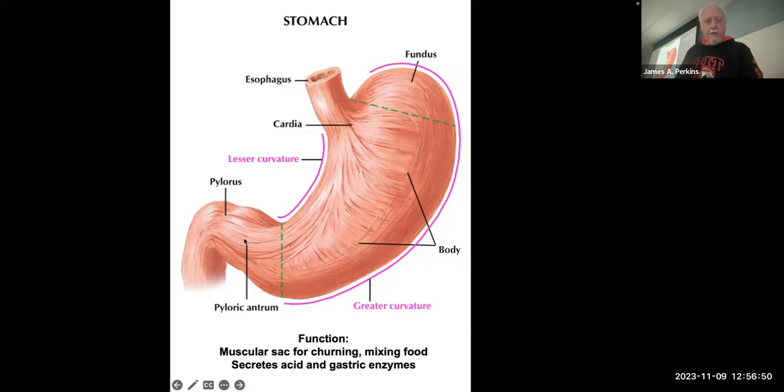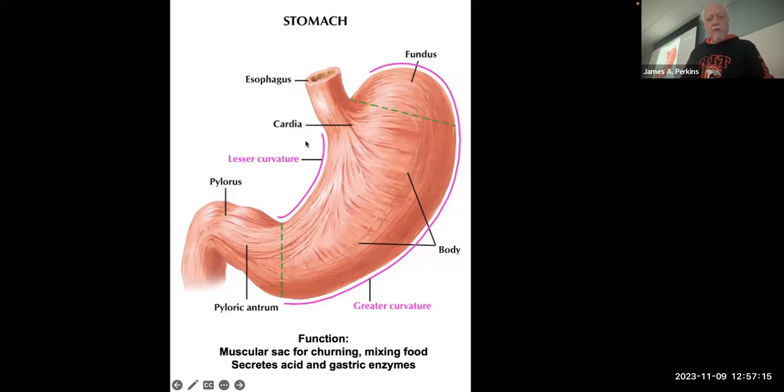The body then narrows into this funnel-shaped area known as the pylorus or the pyloric antrum. The pylorus itself is where you'd find the pyloric valve or pyloric sphincter. And we'll see on the next slide a cutaway view of this. So you see that there's a strong muscular sphincter down here that regulates the flow of food from the stomach into the first part of the duodenum.